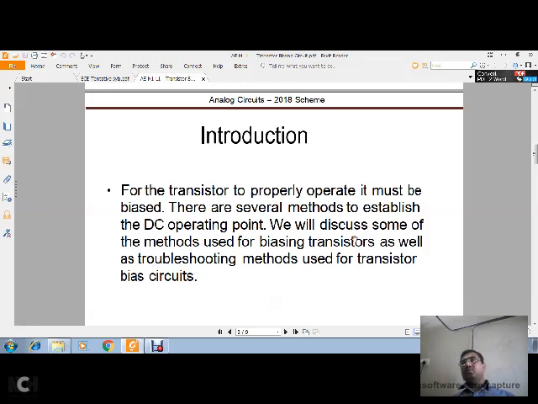For proper biasing only can you achieve faithful amplification, right? So biasing is very important.